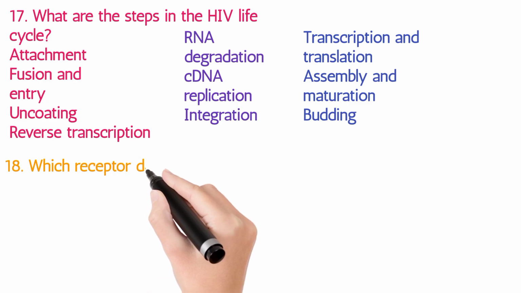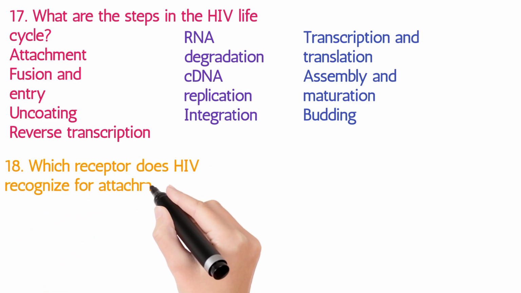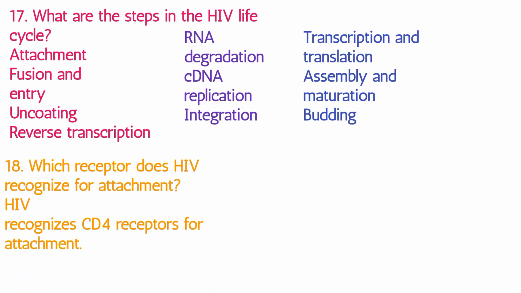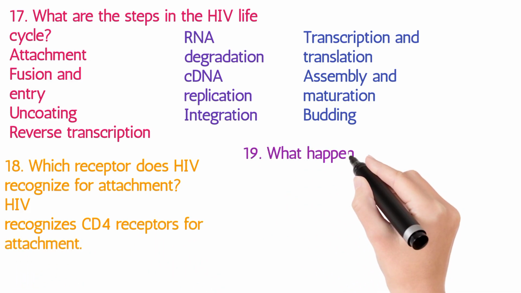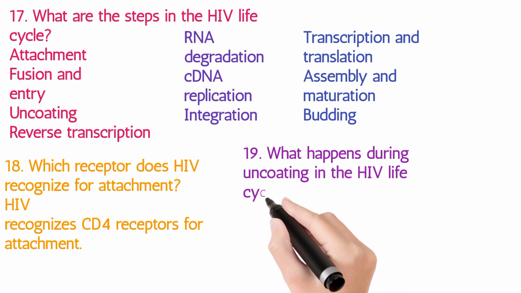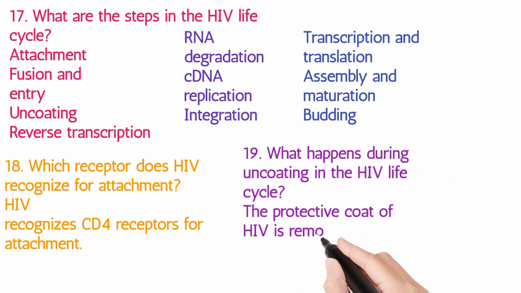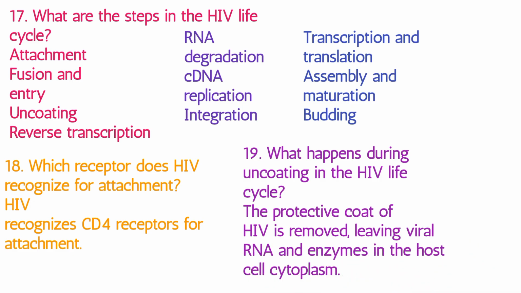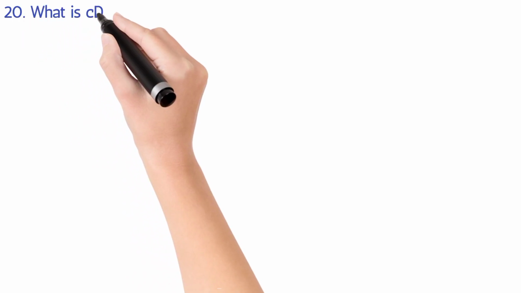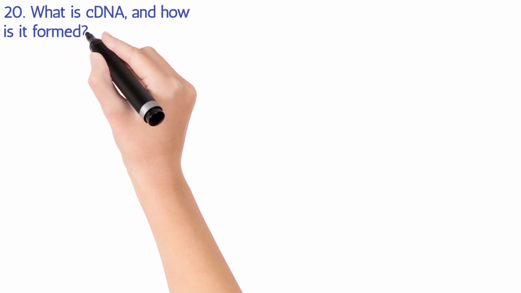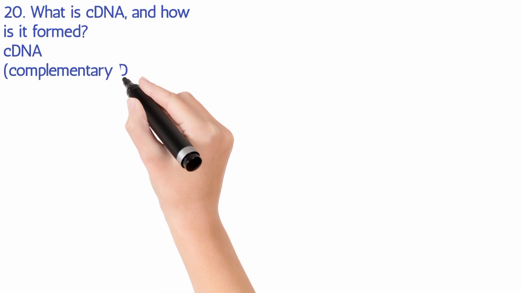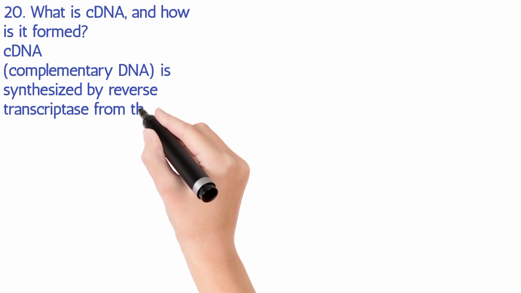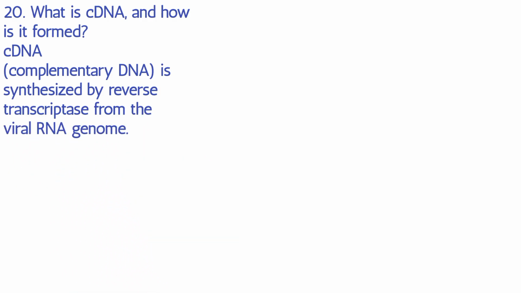18. Which receptor does HIV recognize for attachment? HIV recognizes CD4 receptors for attachment. 19. What happens during uncoating in the HIV life cycle? The protective coat of HIV is removed, leaving viral RNA and enzymes in the host cell cytoplasm. 20. What is cDNA, and how is it formed? cDNA, complementary DNA, is synthesized by reverse transcriptase from the viral RNA genome.